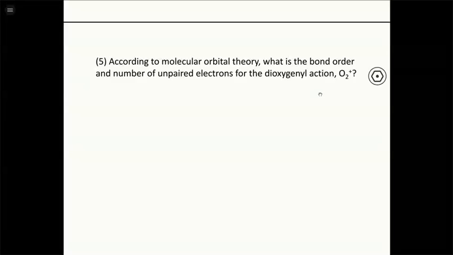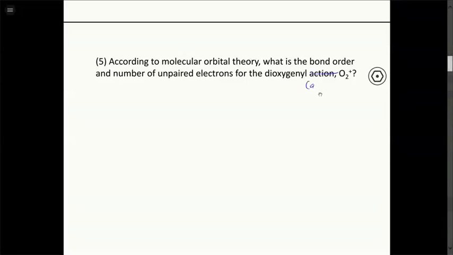So here I'm asking you both of them just so we can see how that works. In this case we have dioxygenyl, that should be cation, not action. There's a typo. It's the cation, O2+. Maybe that was autocorrect. Maybe I just can't type, whatever the case is. We have O2+, and we want to know what's the bond order and the number of unpaired electrons.